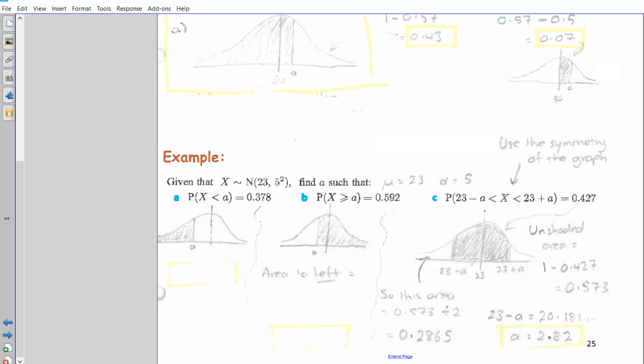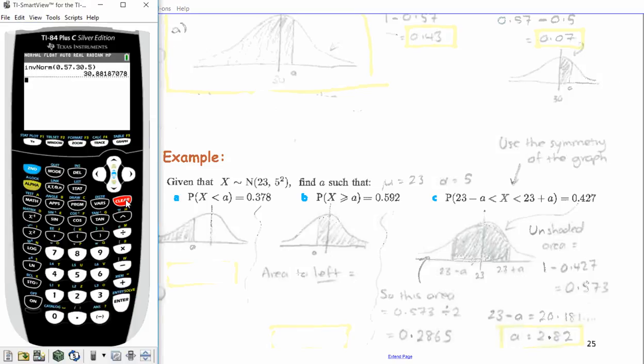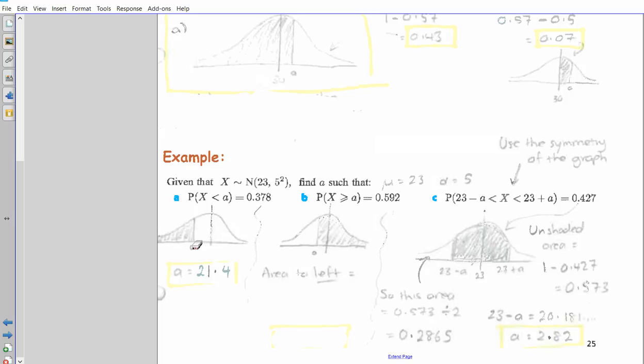So you would just plug that into the calculator. You go second vars, 3 for inverse norm. Your area to the left is 0.378. Your mean is 23, and your standard deviation is 5. Enter, and you get 21.4 as being the upper bound. So that's what that little point there is, 21.4.